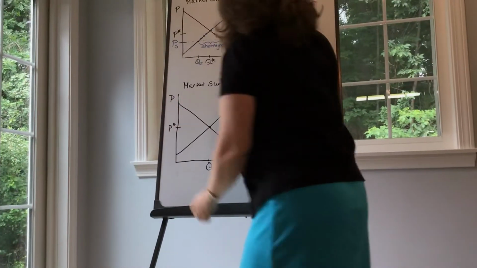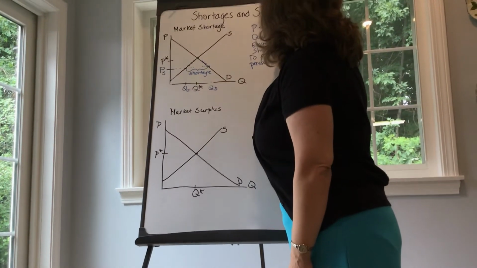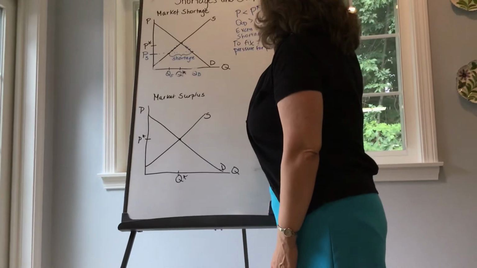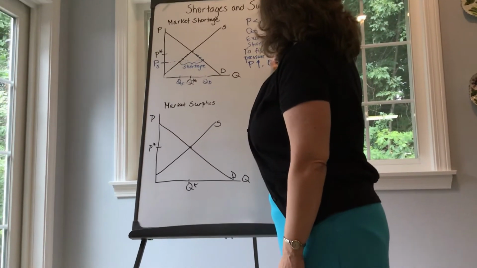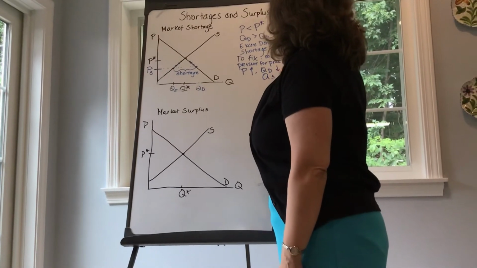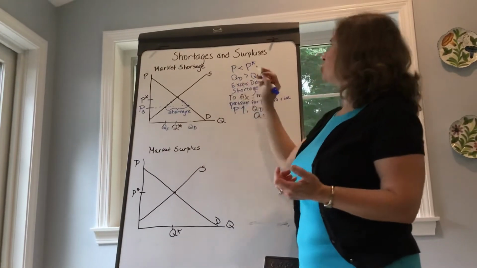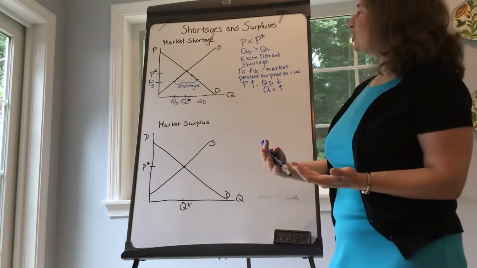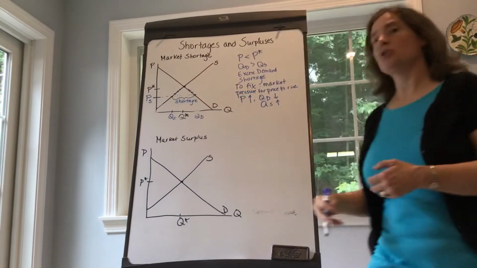There'll be some market pressure for the price to rise. As the price rises, the law of demand tells us the quantity demanded falls, and the quantity supplied will rise. That'll get us out of the situation where there's excess demand, and if the market fully returns to equilibrium, we'll be back at P star, Q star.